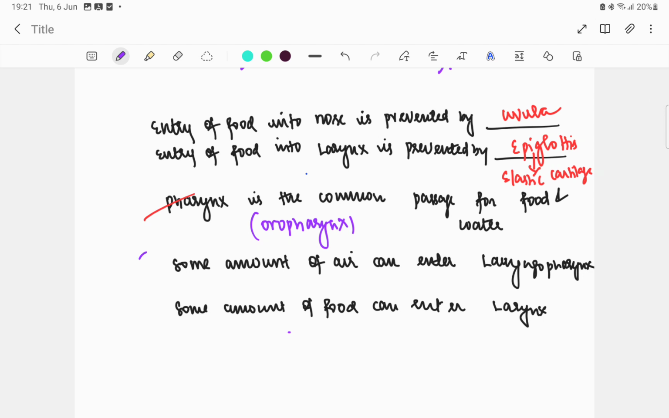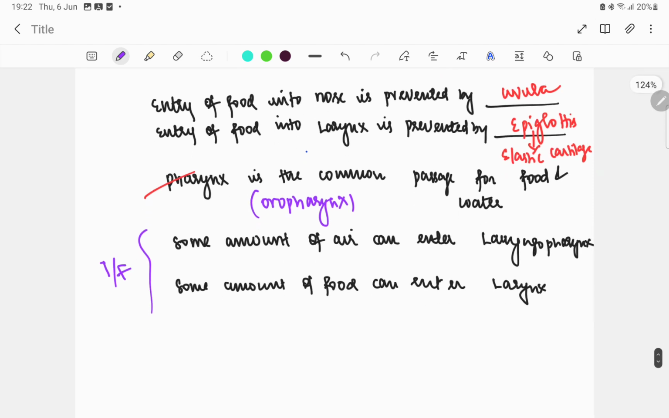Now these are the true or false. Tell me. Some amount of air can enter laryngopharynx, as I said, because it is not covered by that flap-like structure. Only larynx is covered by flap-like structure. So this is true actually. Some amount of air can enter. That's why we all, after food intake, will do burping, isn't it? Then the next one is some amount of food can enter larynx. It is absolutely wrong. So it is a false statement. Food should not enter the lungs, it is exclusively for air entry only.